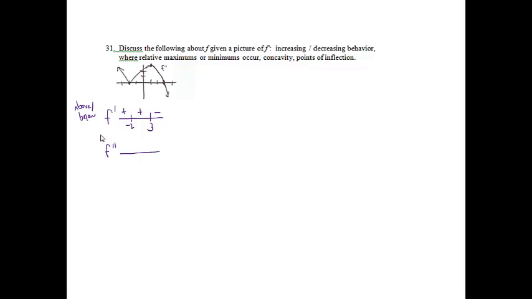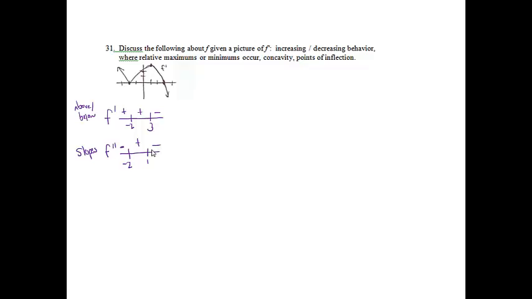And then f double prime, if I'm going from f prime to its derivative, I'm looking at the slopes. So that's what we're looking at. The slopes are negative till I get to negative 2, and then they are positive till I get to 1, and then they are negative after that. So that would be my f double prime.